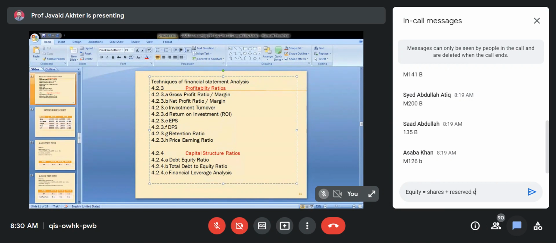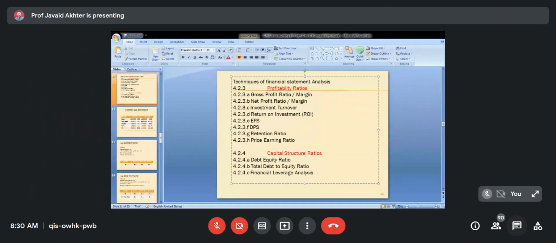There are reserves on which there is a charge. You create some reserve, which you will be using for replacement of machinery. That reserve will be used as and when the machinery goes out of order. So free reserves is a better term.